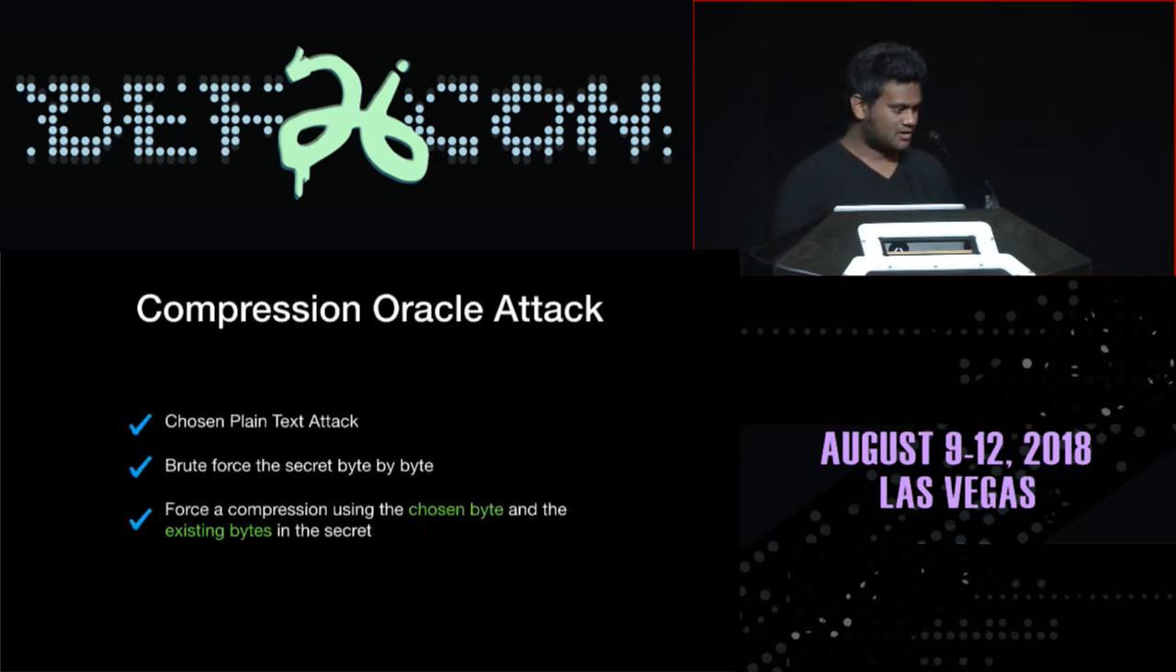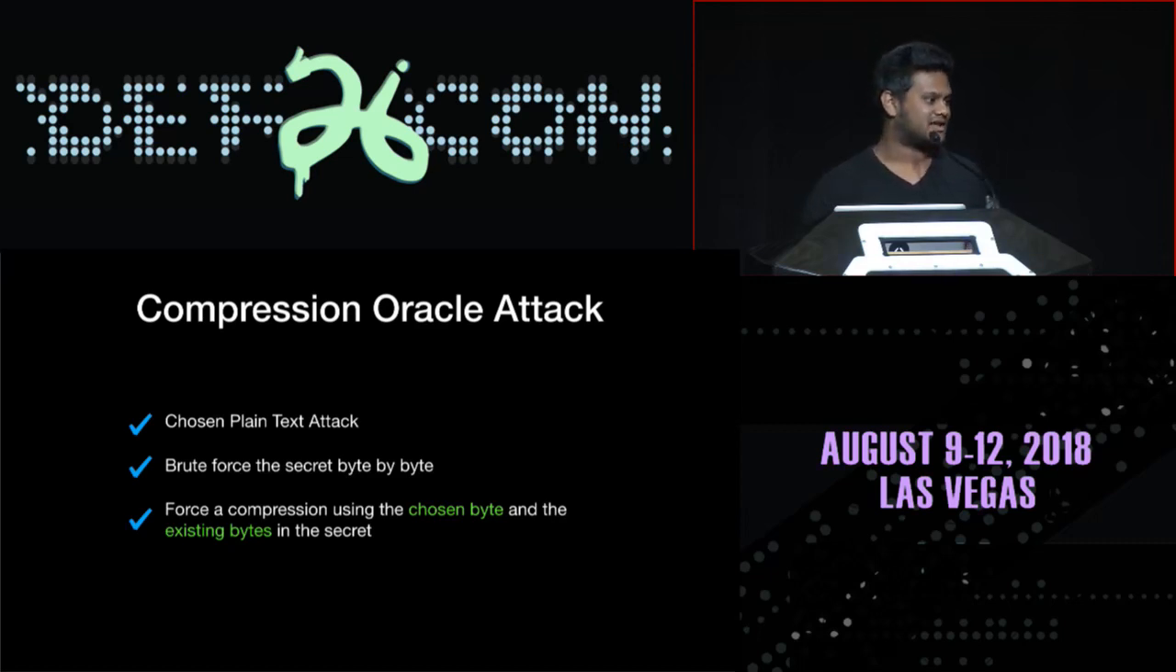So what a compression oracle attack in theory means is that, from an attacker's point of view, an oracle in crypto efficiently allows him to brute force secrets. So in this case, we have a compression oracle attack. What that means is using compression, the attacker can have an oracle which efficiently reduces the amount of brute force that he has to do.